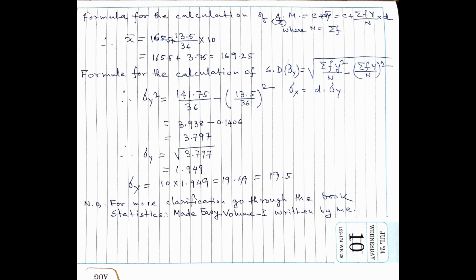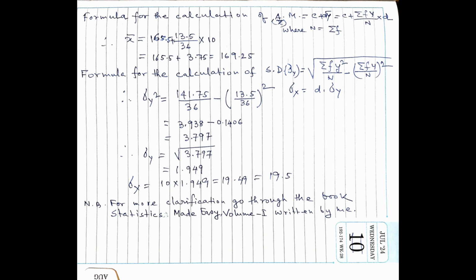Formula for the calculation of AM, that is denoted by X bar: X bar is equal to C plus summation Fy by N into D, where N is equal to summation F. So X bar is equal to 165.5 plus 13.5 by 36 into 10 is equal to 165.5 plus 3.75 is equal to 169.25.